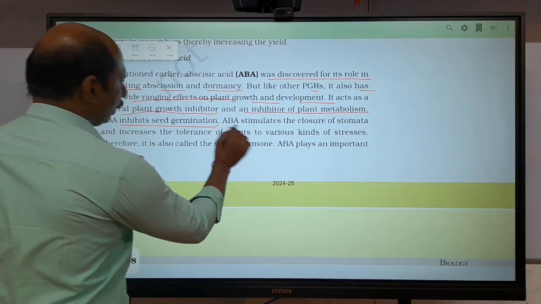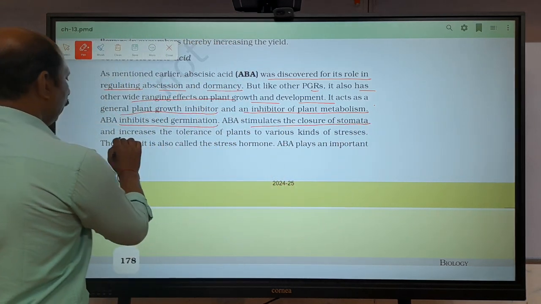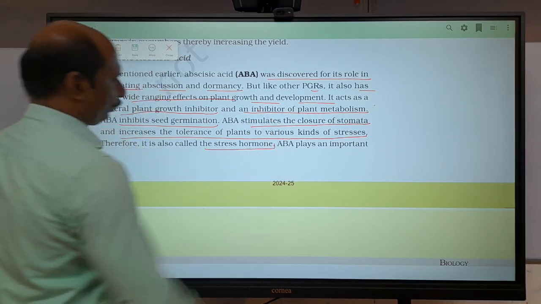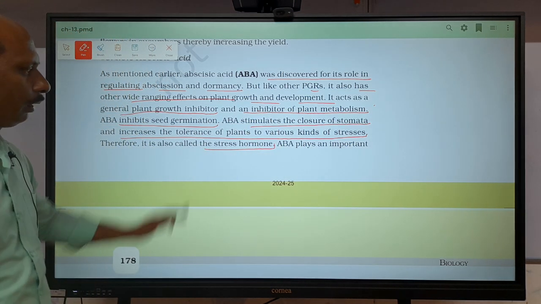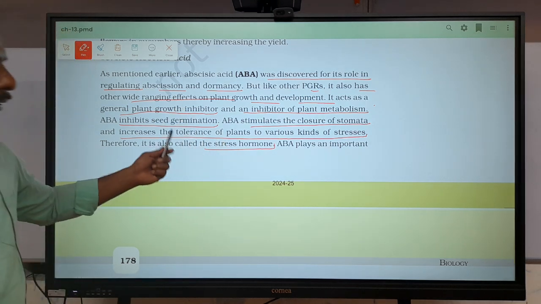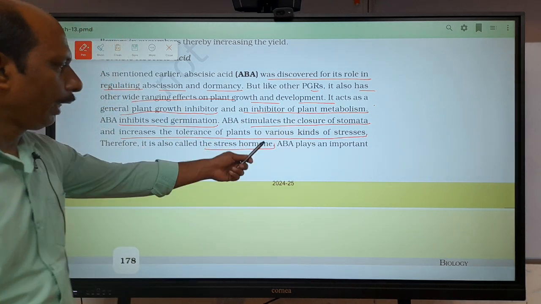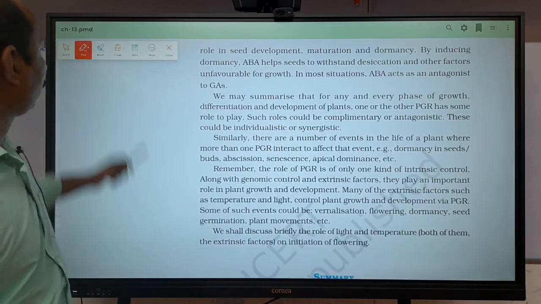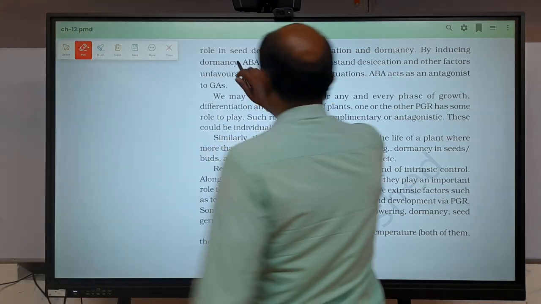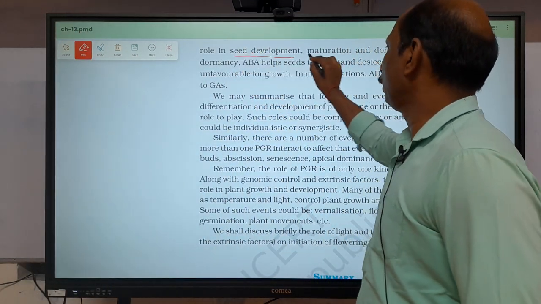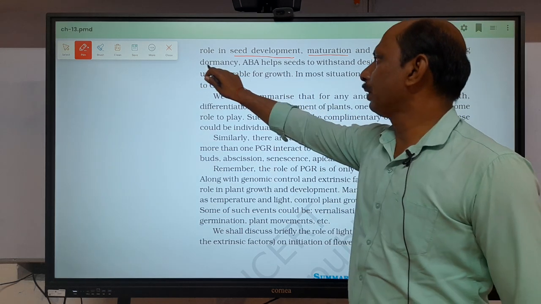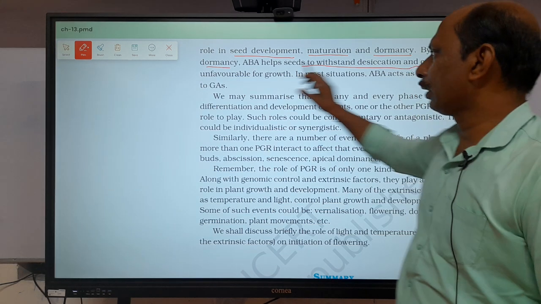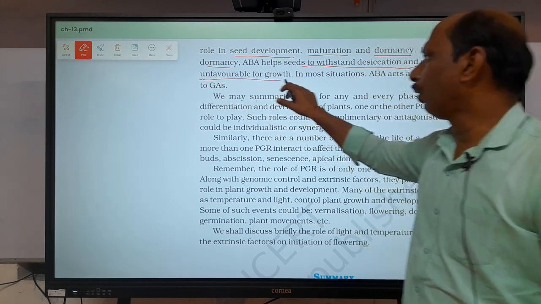ABA inhibits seed germination, stimulates the closure of stomata, and increases the tolerance of plants to various kinds of stresses. So it is also called the stress hormone. It is responsible for tolerance in stress conditions. ABA plays an important role in seed development, maturation and dormancy. By inducing dormancy, ABA helps seeds to withstand desiccation and other factors unfavorable for growth.